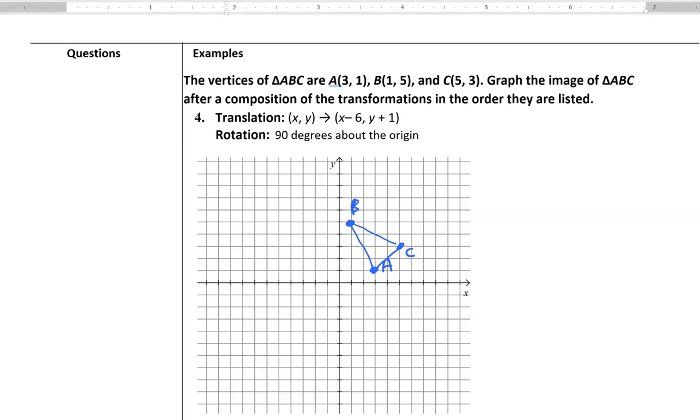Okay, translation. All right, so when I translate, I am going to go -6, negative on the x-axis, positive on the y. So I will count 6 to the left, 1 up. 1, 2, 3, 4, 5, 6, up 1.